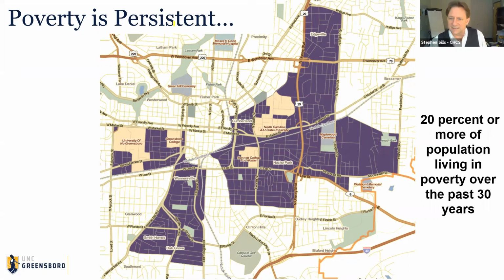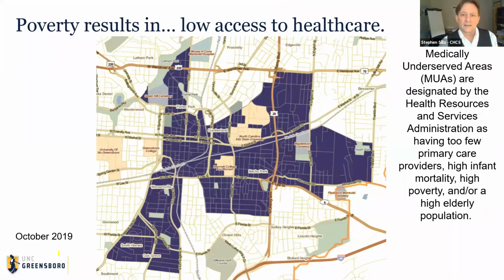Areas where poverty is persistent, though, we see more in those East Greensboro neighborhoods. These are neighborhoods where the percentage of people living in poverty has been over 20% for the past 3 decades. What is the impact of this? Low access to healthcare. These are areas that are designated as medically underserved areas by the DHHS. These same neighborhoods have very few dental offices, very few vision clinics, very few primary care providers. There are only 2 or 3 primary care providers in this area, and people do not have access to healthcare on a regular basis.